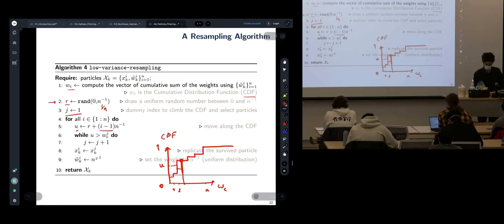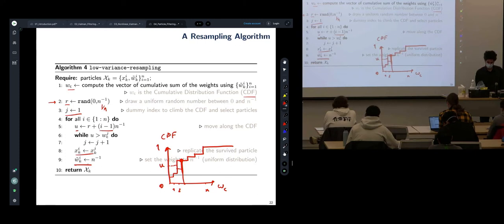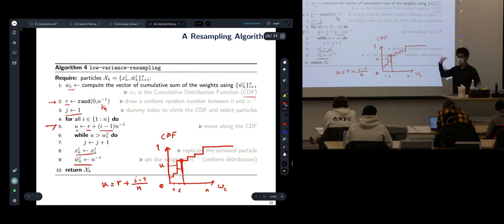And when you do find that particle, replace particle i with j, right? And set the weight of that particle to uniform. Next time, increment U, basically with 1 over n, right? But because it's using the initial random number, you want to work with that one random number. You don't want it to be exactly 1 over n, right? So U is R plus (i minus 1) over n. Now you increase it, next time you repeat that.